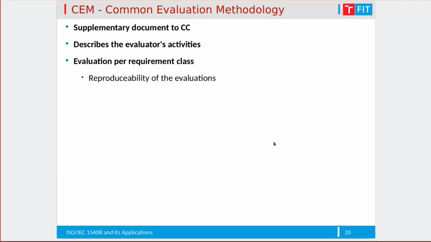And there is also another document, which is called the Common Evaluation Methodology. This document is supplementary to the Common Criteria, and it describes the evaluation activities on a very general level. It describes how evaluation should be performed per particular requirement or class of requirements. And the purpose of this document is to make the evaluation reproducible. I was reading through this document, and it is really general in contrast to the Common Criteria itself, or particular parts of the Common Criteria. So I didn't find it very useful.